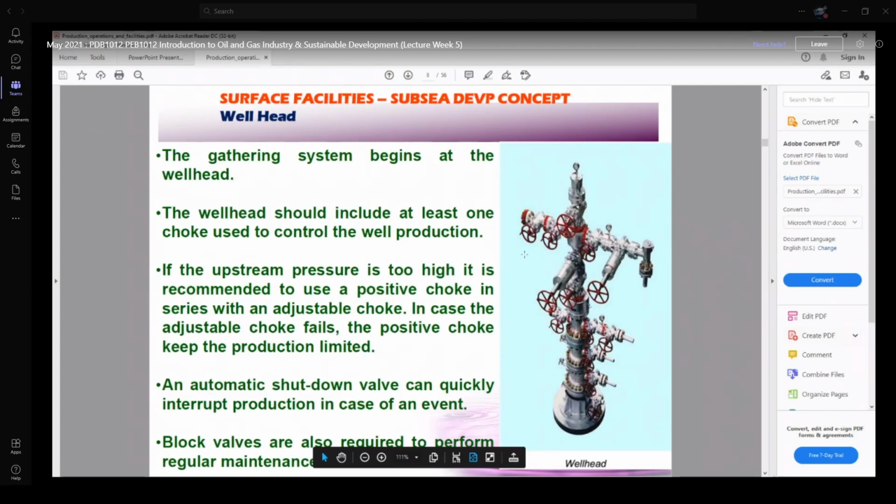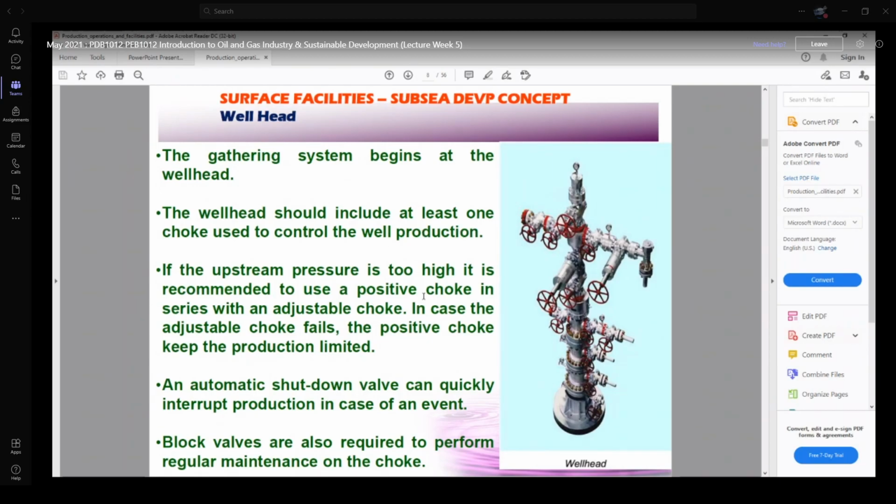Okay, let's talk about some other equipment. One of them is a wellhead that we use at the surface. The wellhead is actually the part of the gathering system that begins from that point. It should have one choke with it that is going to control the well production, right?